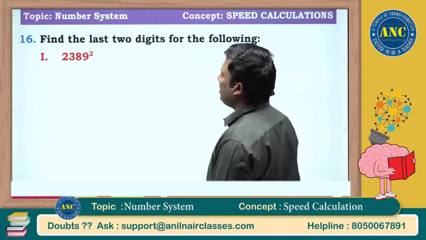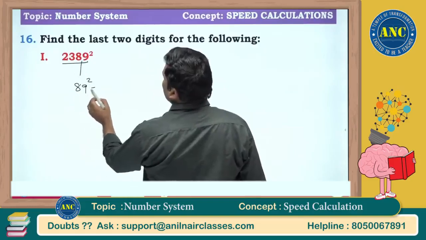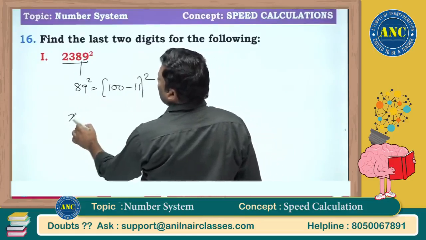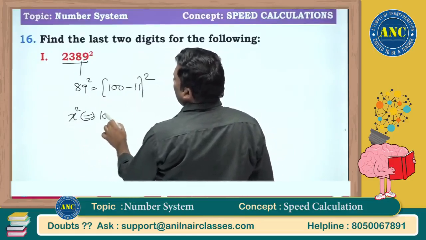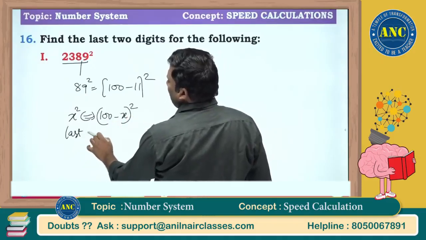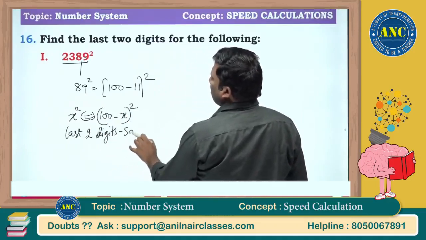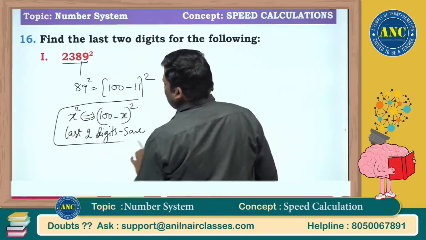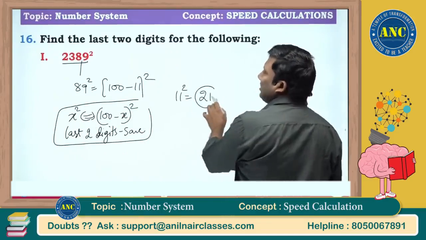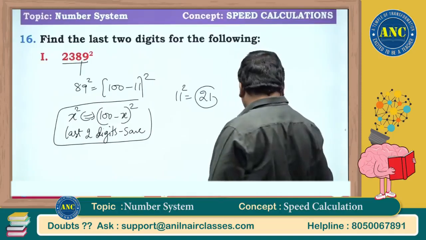Find the last 2 digits for the following. 2389 square. I want 89 square. 89 is 100 minus 11, squared. What is the concept we discussed? x square and 100 minus x whole square have the same last 2 digits. So the answer is 11 square, which is 121. Easy question. We are discussing the exam model questions from speed calculation.